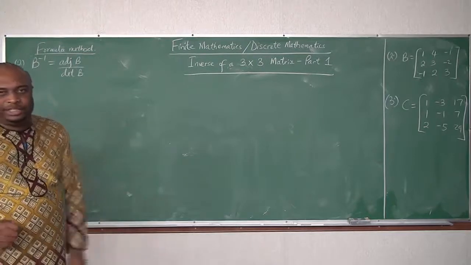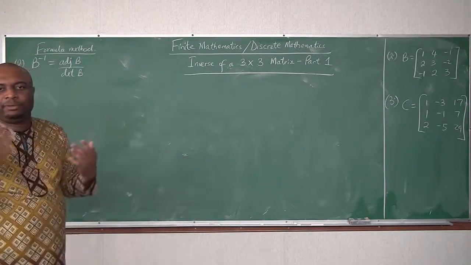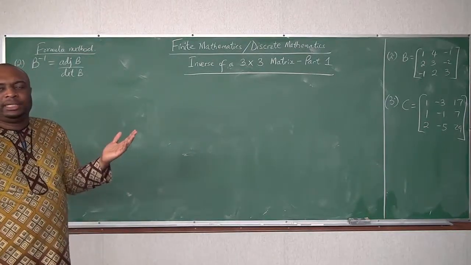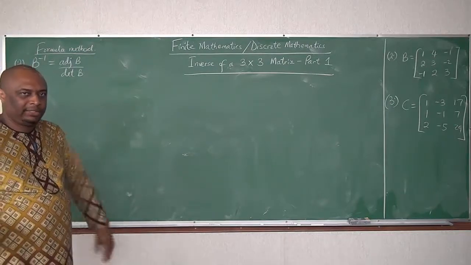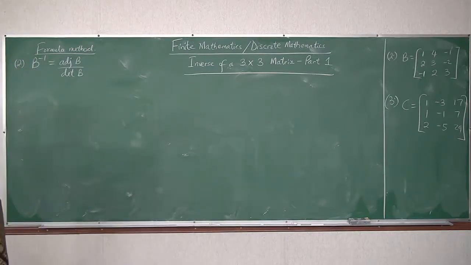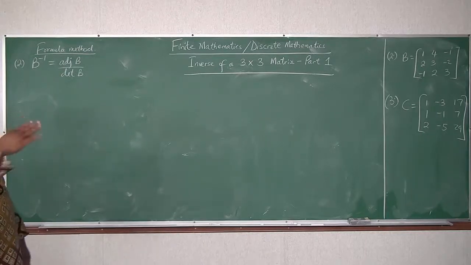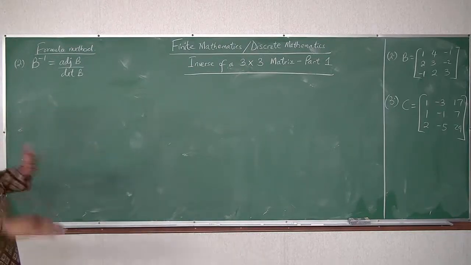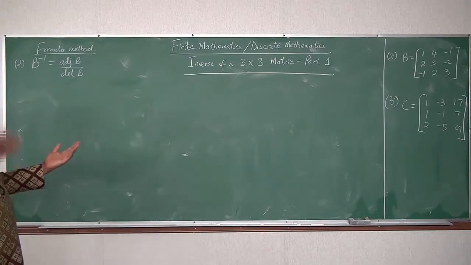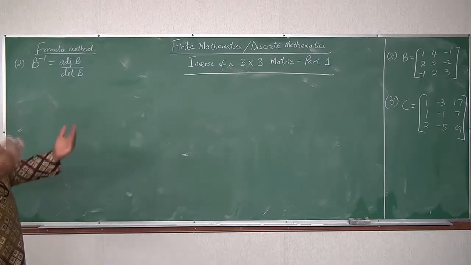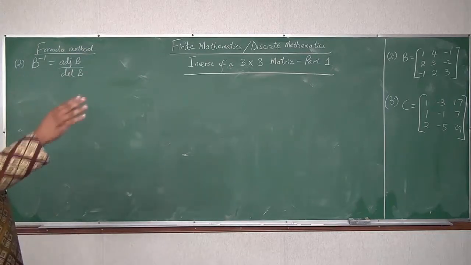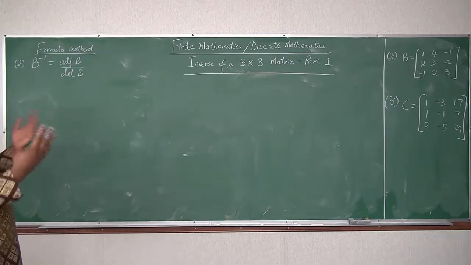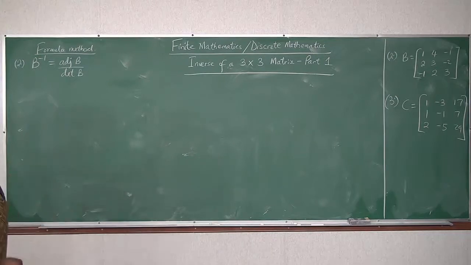How do we find the adjoint? First of all, the adjoint is the transpose of the matrix of the cofactors. We discussed all those in the video on determinants, and also the video on the inverse of a 2x2 matrix. If we start all over again discussing cofactors and minors, this will take a lot of time. So please view that video to ensure an understanding of this.